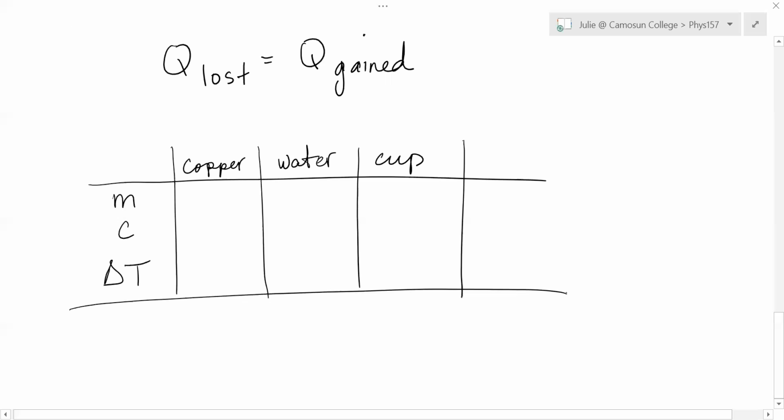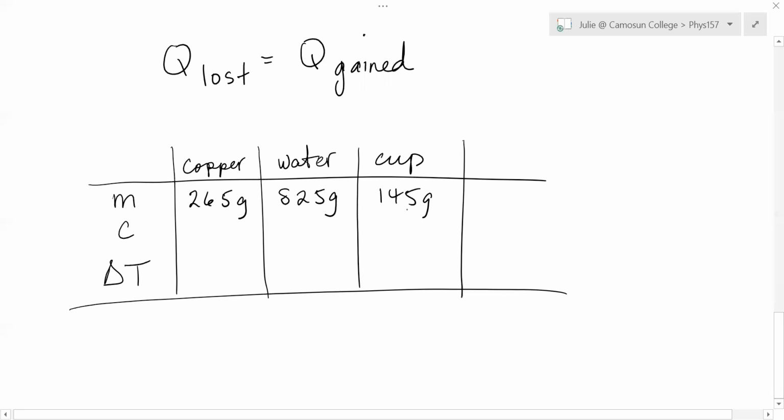And then we're going to add these quantities vertically to get the heat for each of these objects in the problem. So let's fill this in as best we can. Now, if everything's given in grams, just leave it in grams. All the grams will cancel across the equation. So we've got mass of the copper, 265 grams. Mass of the water, 825 grams. Mass of the cup, 145 grams.